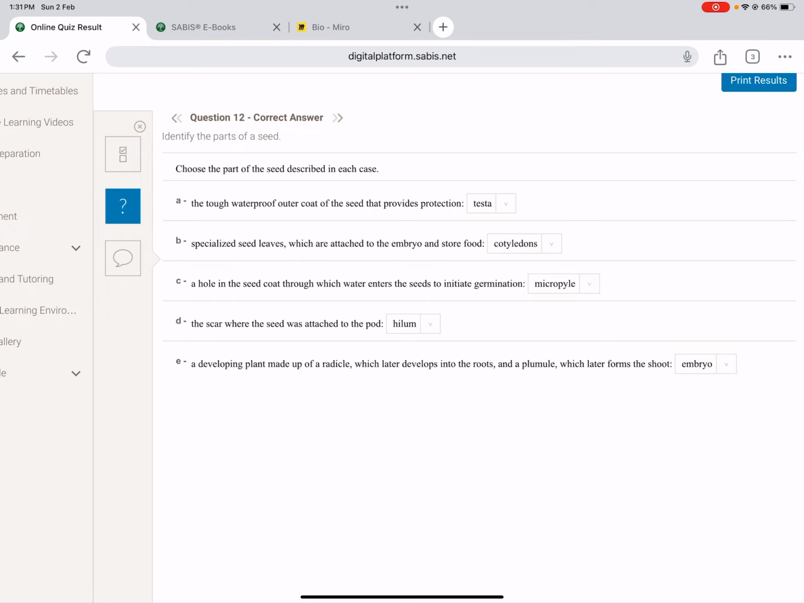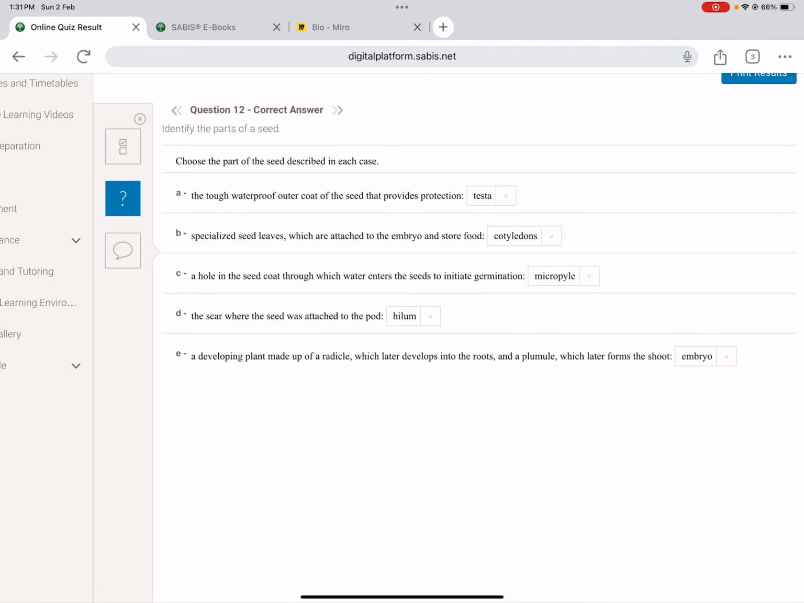So the tough waterproof outer coat, we call it the testa. Then specialized seed leaves that store food. Whenever you see store food, it will be the cotyledons. And remember, monocots have one, while dicots have two. A hole in the seed, we just said micropyle. The scar is the hilum, and a developing plant made up of radicle, we call it the embryo. Okay?